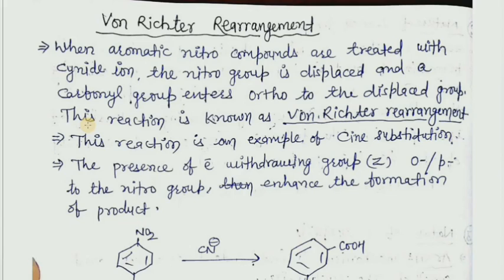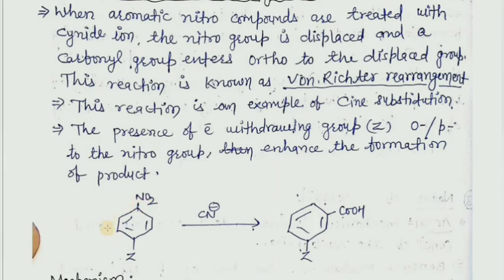In this rearrangement, when aromatic nitro compounds are treated with cyanide ion, the nitro group is displaced and a carboxyl group enters ortho to the displaced group. This reaction is known as von Richter rearrangement. So this is our substrate, and in the product we have a carboxylic group ortho to the nitro. So overall this nitro group is eliminated and this carboxylic group is introduced during this reaction.